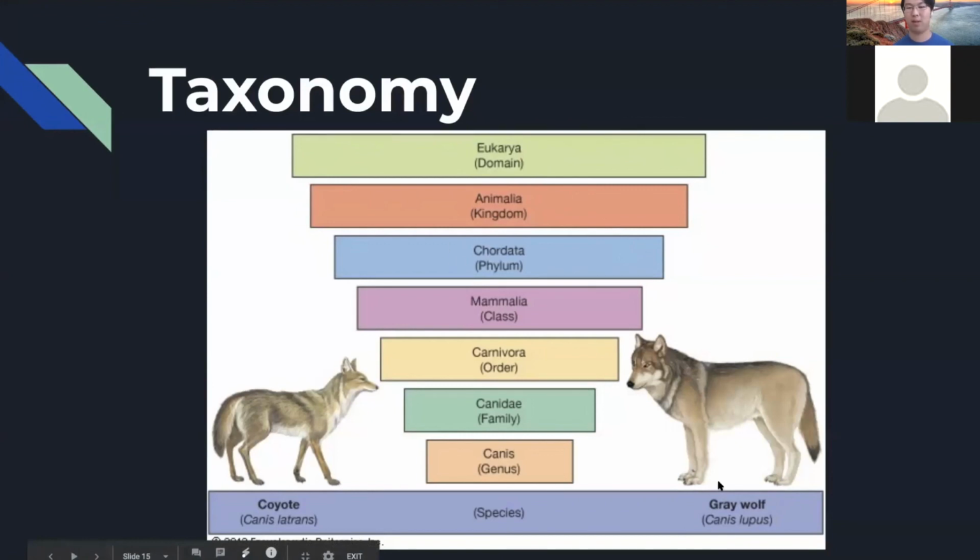You have the ability through taxonomy to name the scientific name for each animal. And this is usually written in Latin. And the guy who came up with taxonomy, his name was Carl Linnaeus.